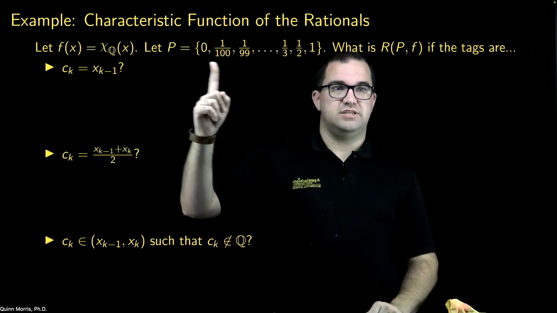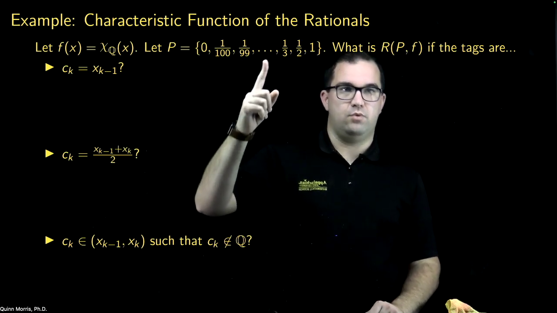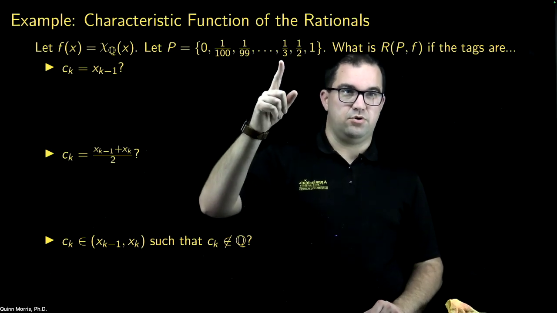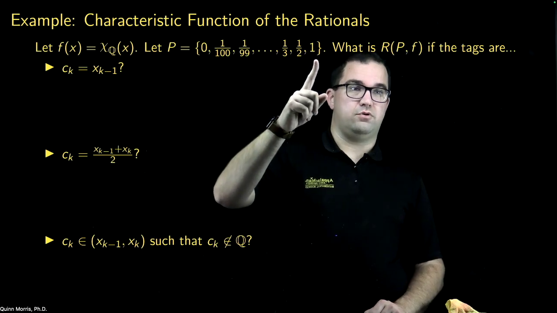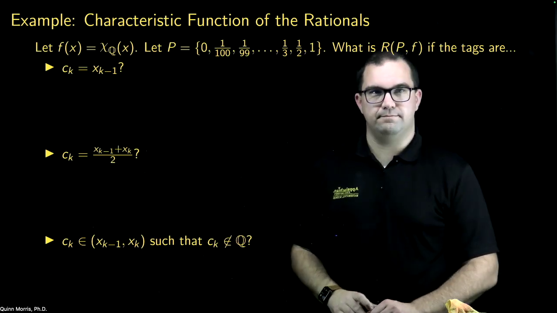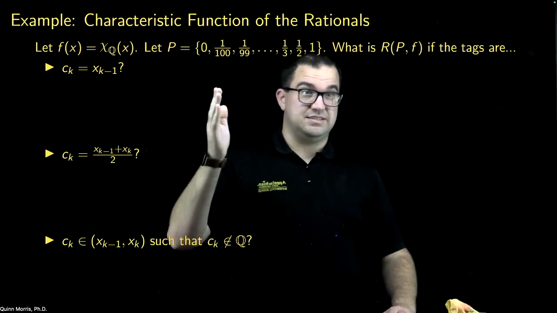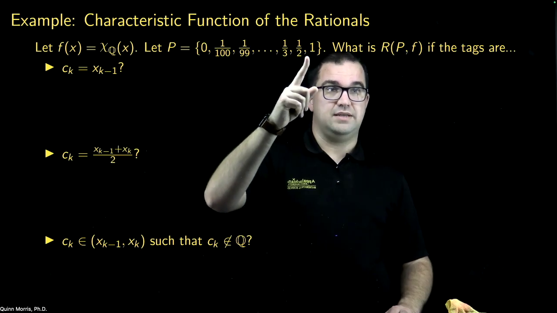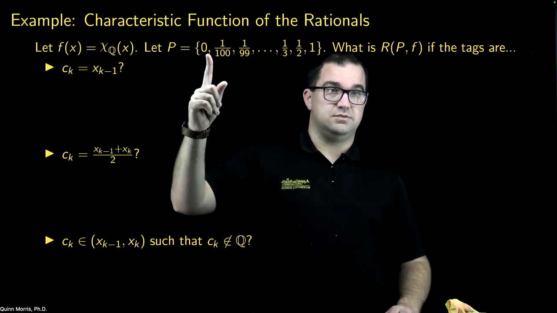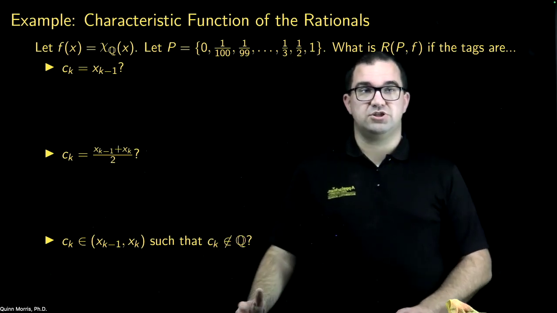Its values are 0, 1 over 100, 1 over 99, 1 over 98, 1 over 97, 1 over 96, and so on until I get to 1 over 3, 1 over 2, 1 over 1, which is just 1, okay? So the first thing to note is that this is in fact a partition, right? These are all increasing. It's a partition of [0, 1], because my first point is 0 and my last point is 1. Okay, so I have a partition here.